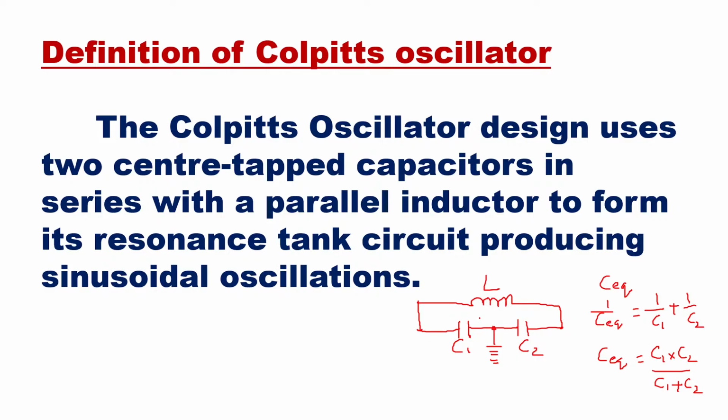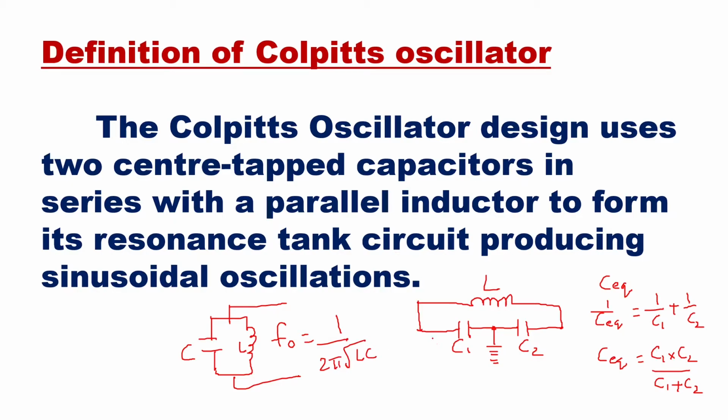Again, if you read the definition, the Colpitts oscillator design uses two center tapped capacitors. It is simple: C1 and C2 you are putting in series with a parallel inductor L to form a resonance tank circuit. We have studied what a tank circuit is, when you connect a capacitor in parallel with an inductor like this. When this tank circuit is energized, it is going to produce oscillations, and the frequency of oscillation is given as 1 by 2 pi root LC.